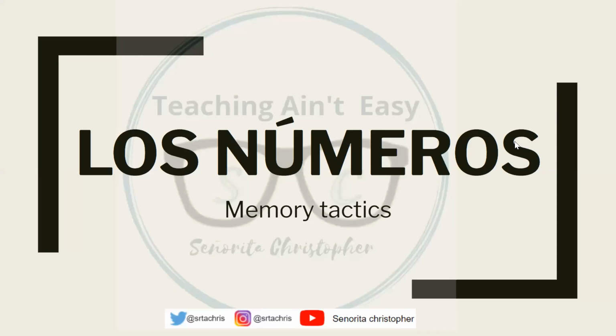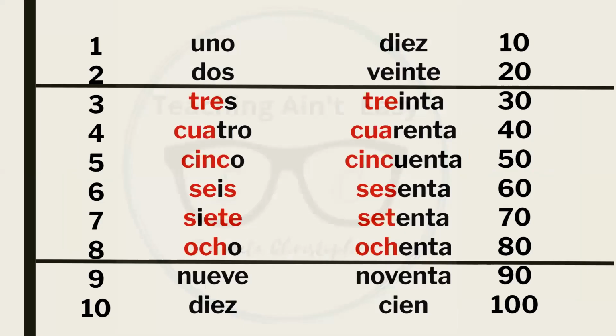Today, I'm going to show you some memory tactics of how to remember your numbers 0 through 100 using a pattern. Okay, let me show you what I'm talking about. If you know your numbers 1 through 10 in Spanish, you can pretty much figure out all the other numbers by looking at the pattern.